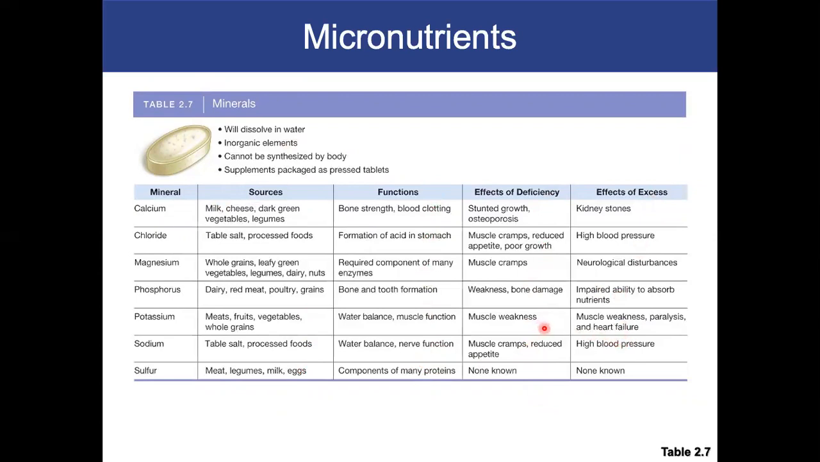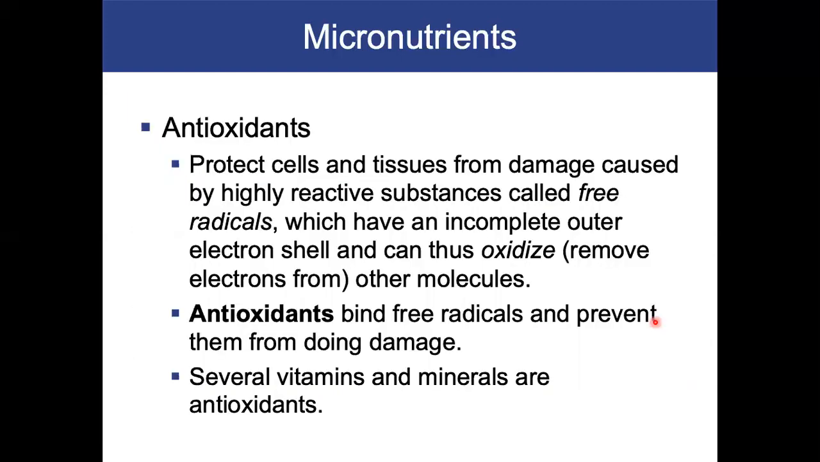When we get into excitable cells, you guys will learn that not enough potassium in the plasma is going to cause fatigue and muscle weakness. Excess potassium can cause hyperexcitability, so paralysis and excitable heart or heart failure.